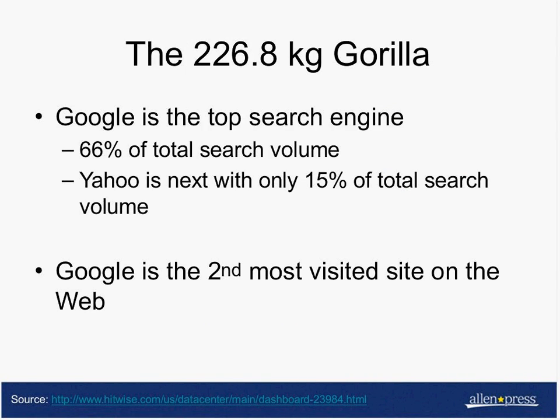Google is the 226.8 kilogram gorilla, or pounds if anybody isn't up on the metric system, which in America aren't. It's a top search engine. 6% of the total searches done on the web are done through Google's search engine. And that's straight Google. That's not Google Scholar. That's just people going to Google itself to do a search. Yahoo is actually the next one, and it has a total of 15% of the total search volume. So there's a big discrepancy between number 1 and number 2.